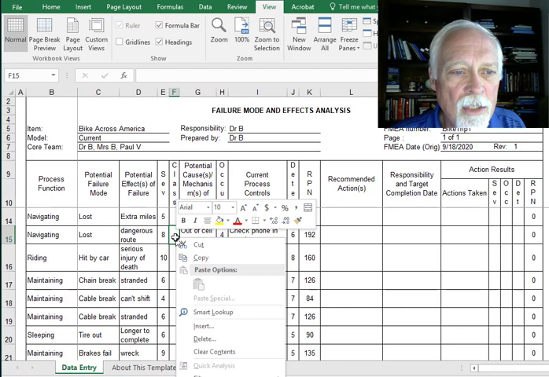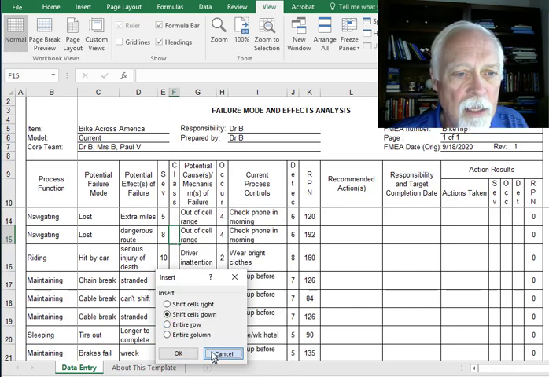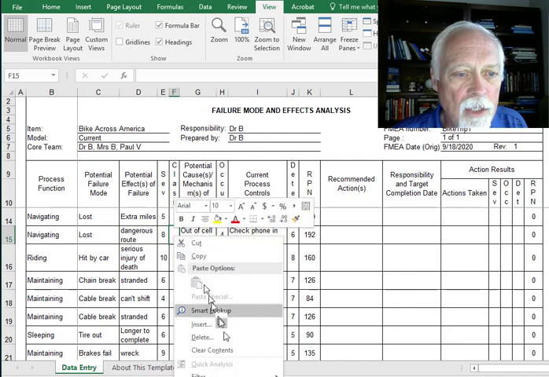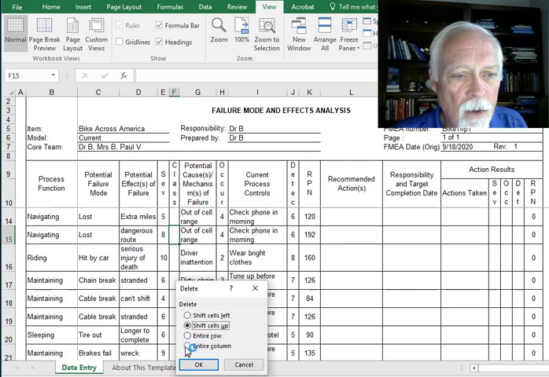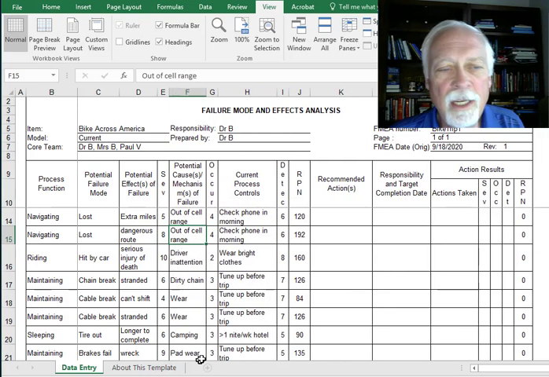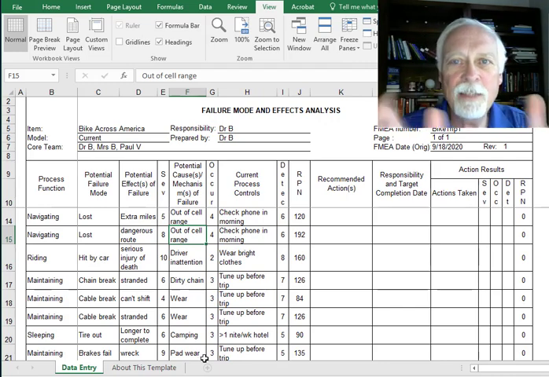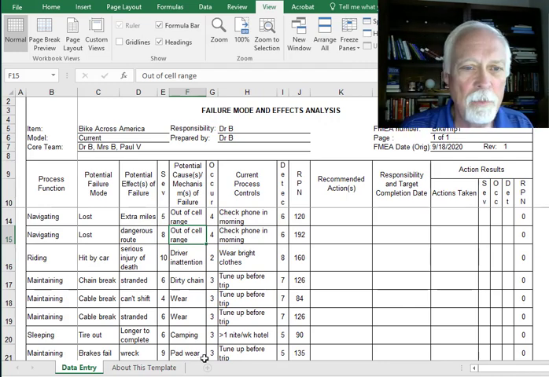In this case, however, I'm just going to simplify. I'm going to delete that whole column and say, well, I don't really need that. Again, customize the template to you.